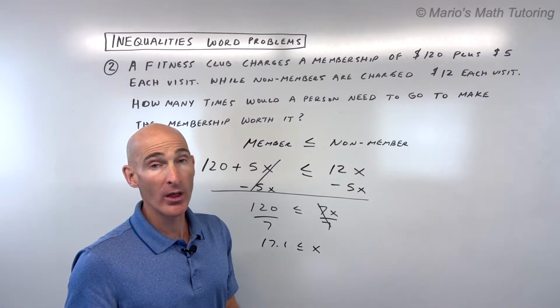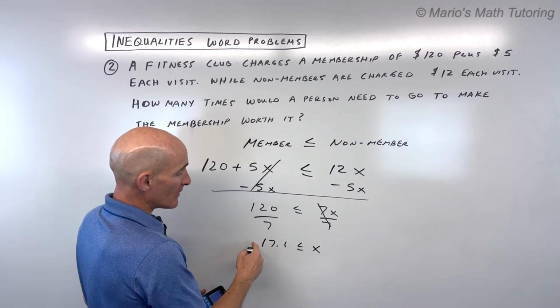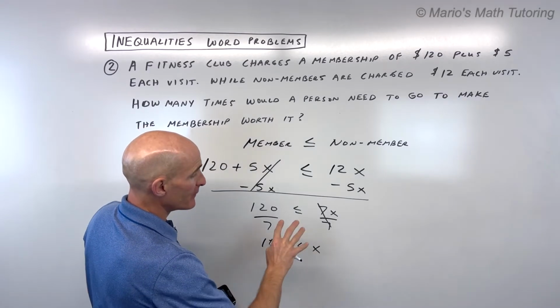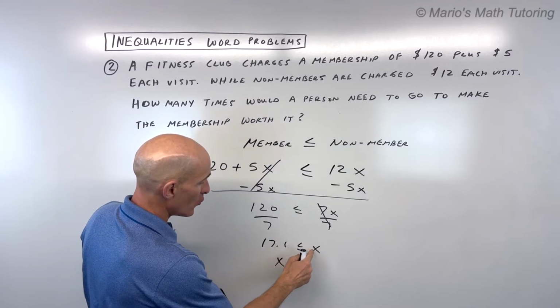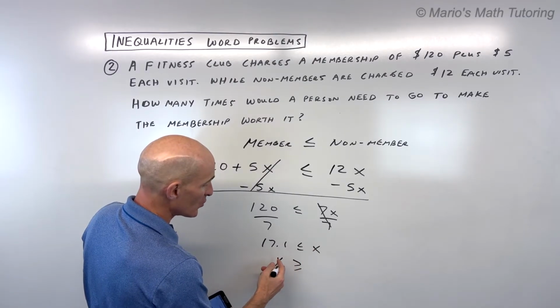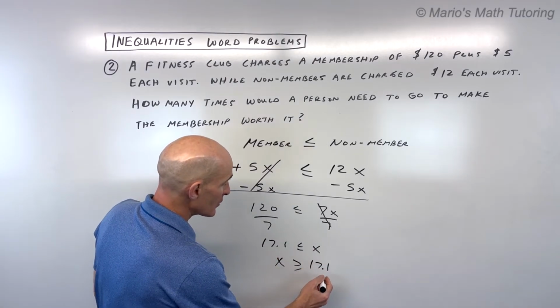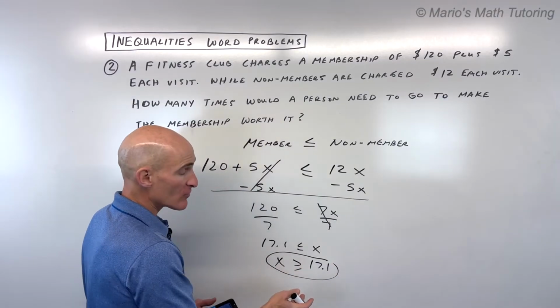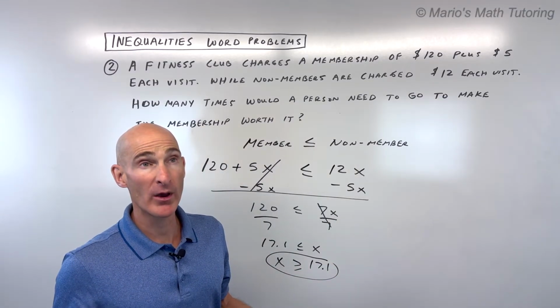Now, when you do inequalities, you want the variable on the left. So I'm going to pick this up. I'm going to flip it. If I do that, see how it's opening towards the x? It's still going to be opening towards the x. It reads a little bit nicer here. X has to be greater than or equal to 17.1 visits.